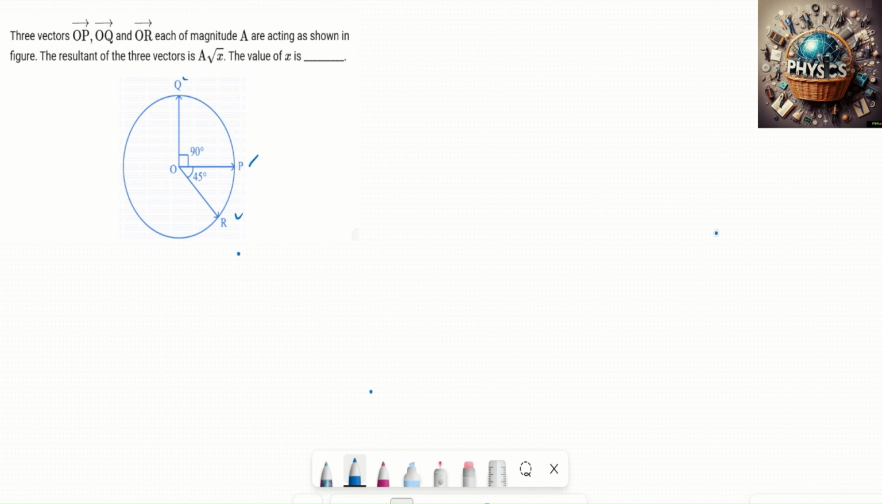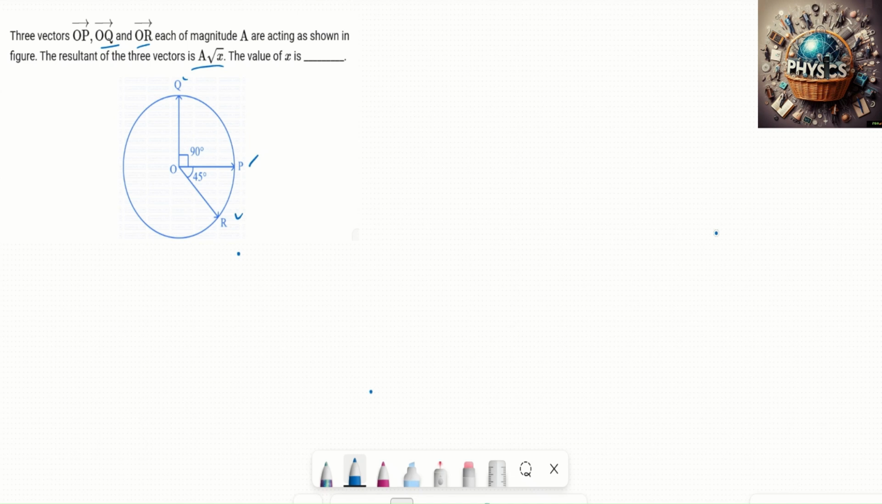Okay, so this is the next question that we have. There are three vectors OP, OQ, and OR, each of magnitude A, acting as shown in the figure. Find the resultant of the vectors. So the resultant of the three vectors is A root x. So we need to find the value of x.